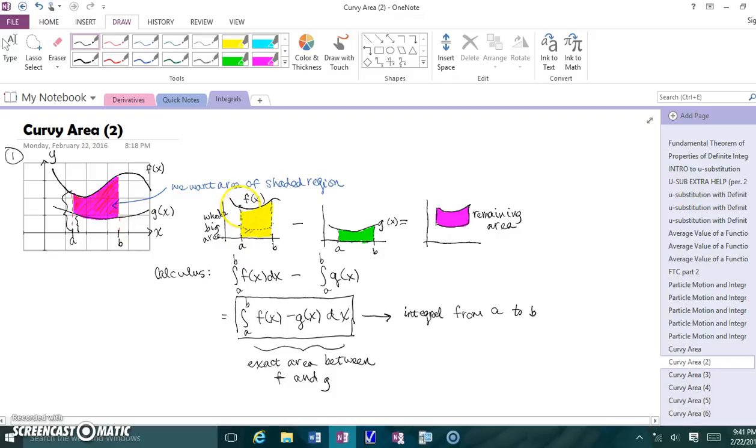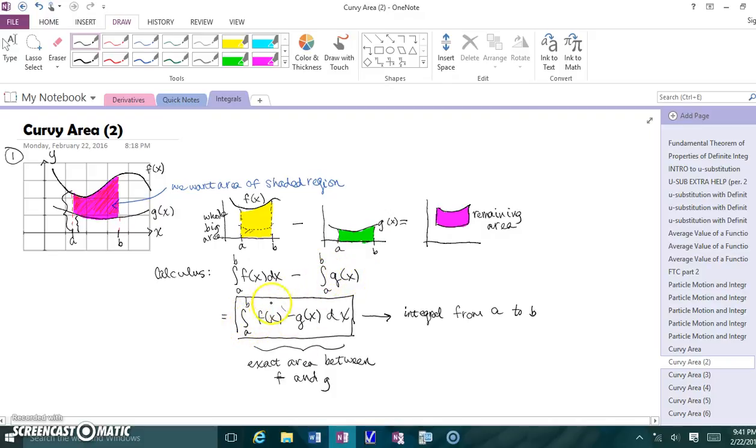Okay, now let's rewrite this with calculus. I know that the area under F from the x-axis up to f of x is just the integral, the area under the curve from the x-axis up to the curve, from A to B. Then I want to subtract the area under G, from the x-axis up to G, from A to B. Well, that's just the integral of G. And there we have it.